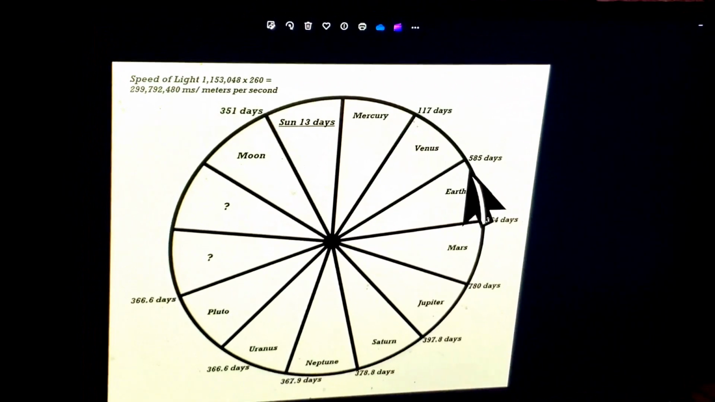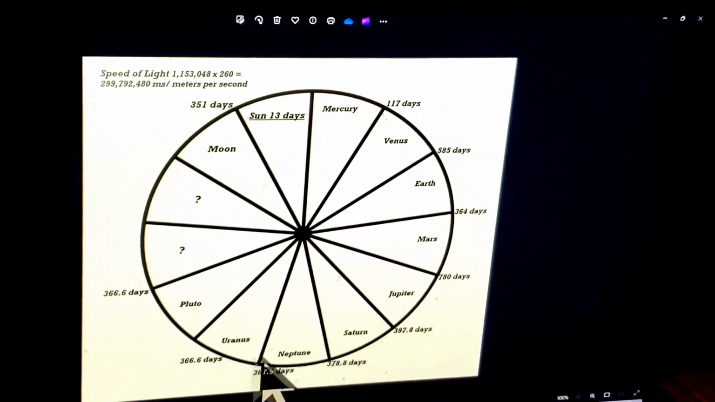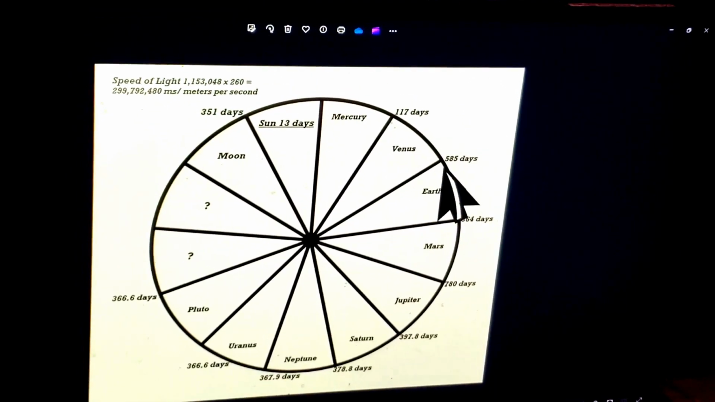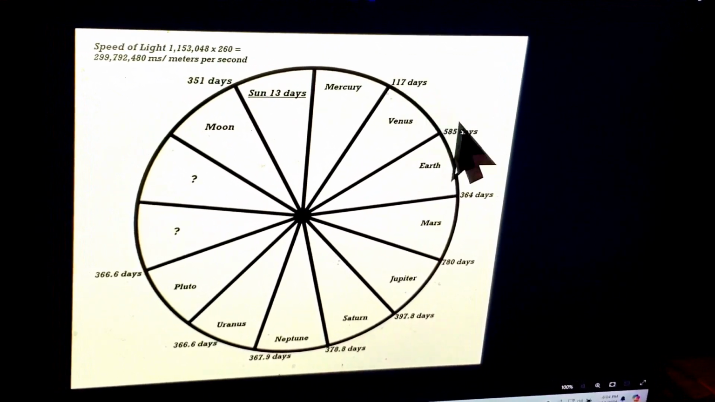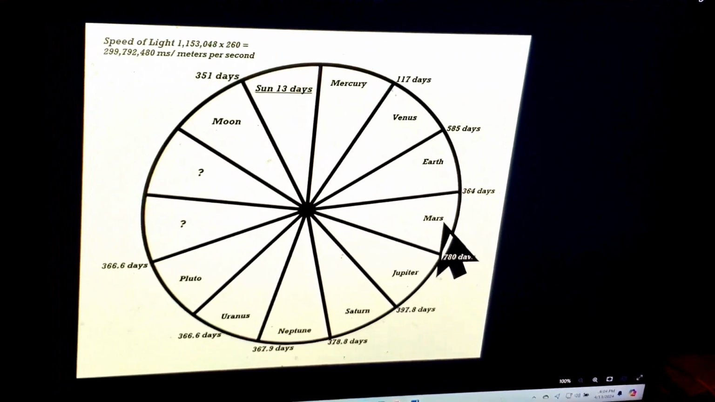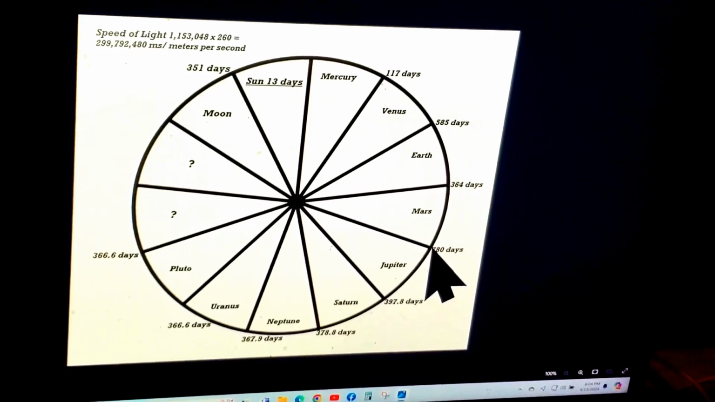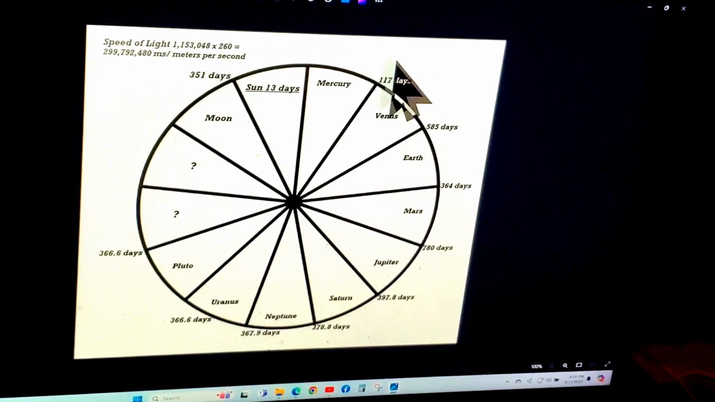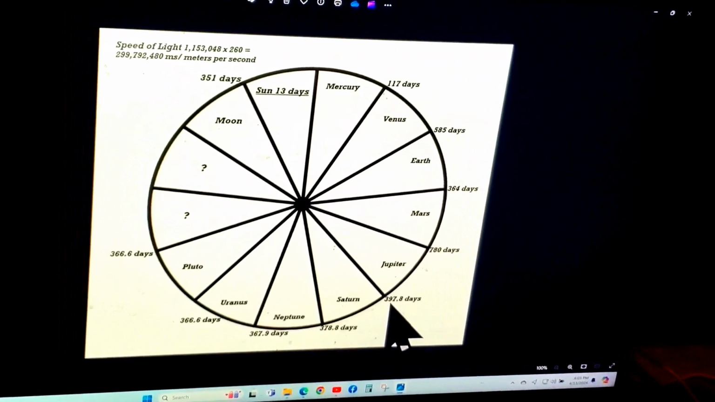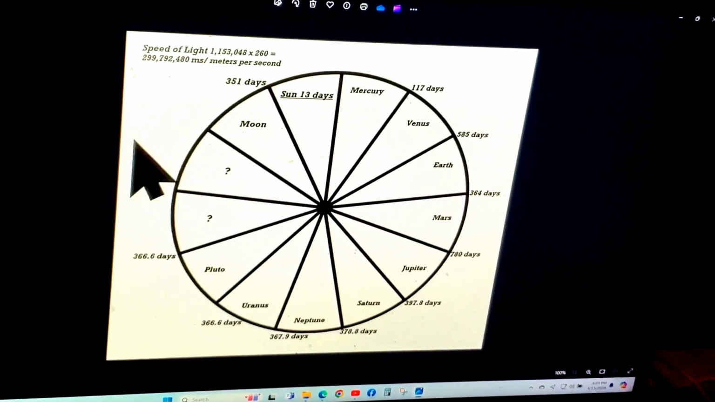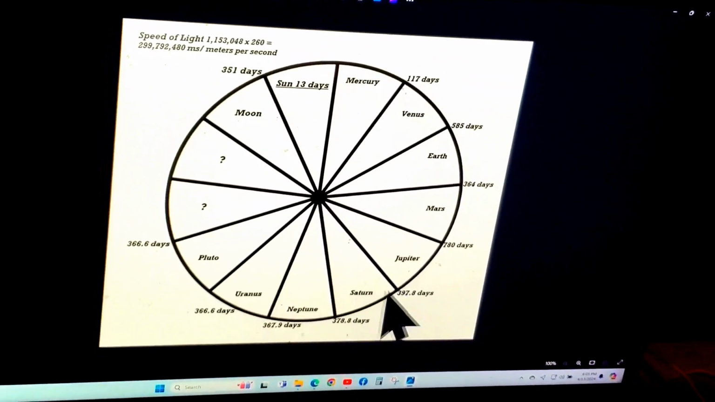There's Venus, 585 days. It goes all back to itself. There's Earth, 364 days, all the way back to itself. There's Mars right here, 780 days. We're just talking about it. 780 days and it's back to itself. Jupiter, 397.8 days and then it's back to itself.